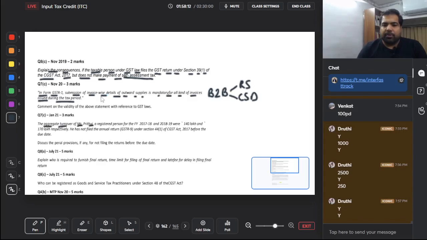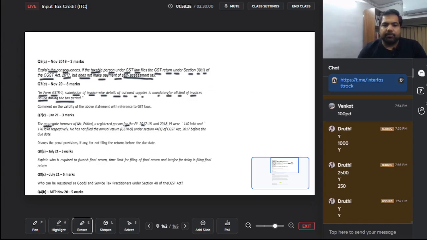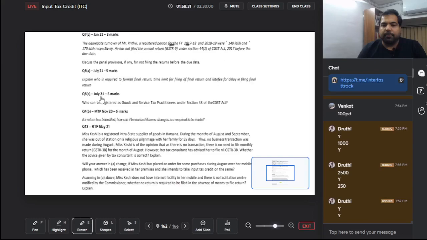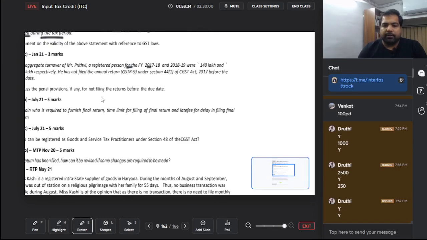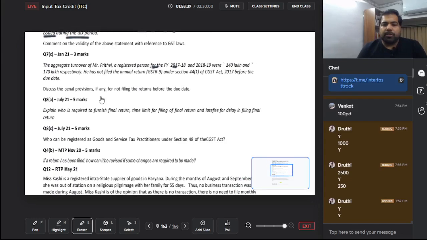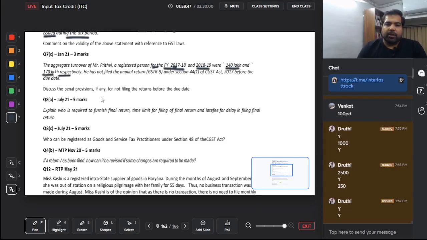The aggregate turnover of Mr. Prithvi, a registered person for the financial year 17-18 and 18-19. Guys, this is an audit requirement. Alright, no. Let's check this question. Just zooming in, guys, so that we can read slightly better. Here we go. The aggregate turnover of Mr. Prithvi, a registered person for the year 17-18 and 18-19 was 140 lakhs and 170 lakhs respectively. He has not filed the annual return GSTR 9 under section 44.